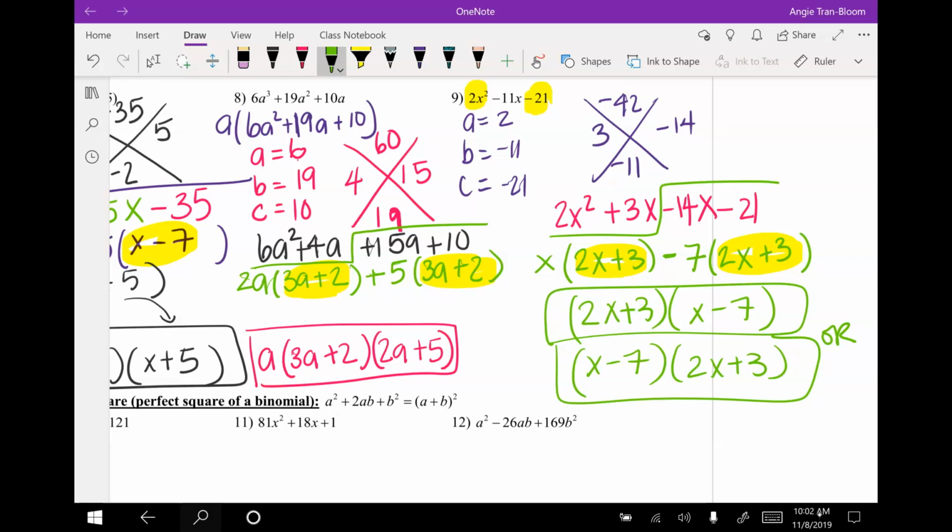Negative 11. Why would you put x on both of them? Because you can't combine like terms if these are not both x's. Well, 3x minus 14x is negative 11x. Because you can't combine them if they're both x's.